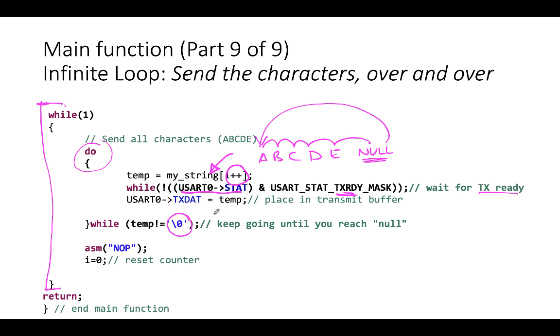So then basically it waits until transmit's ready, and then it takes this temp value and puts it inside of the txdat or transmit data register. And once it's in there, it will automatically, or automagically, pop it out the electrical pin. Okay, and we'll keep doing that until it gets to that null character, at which point we start the process over again. We send another sequence of A, B, C, D, E.